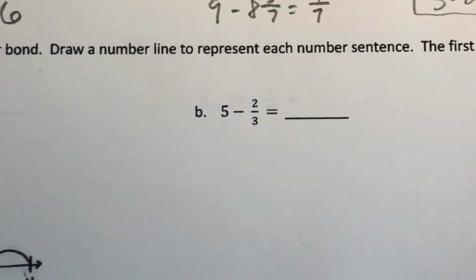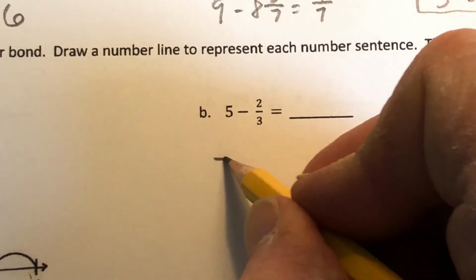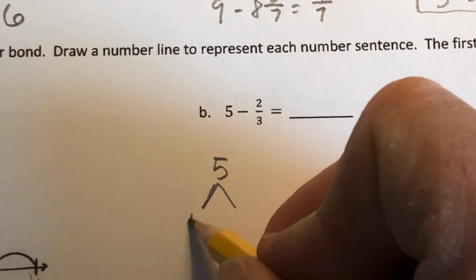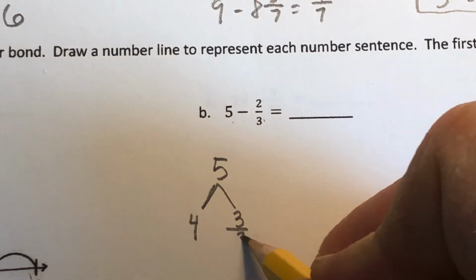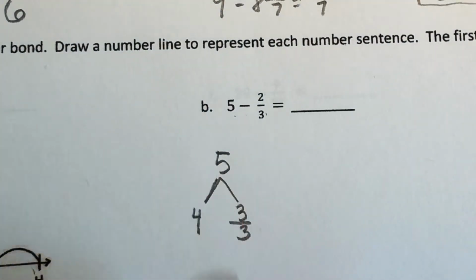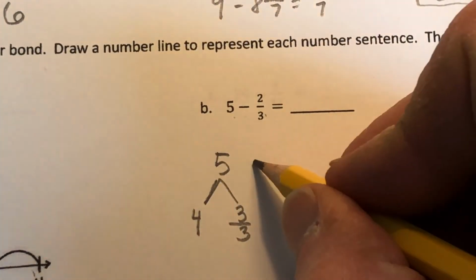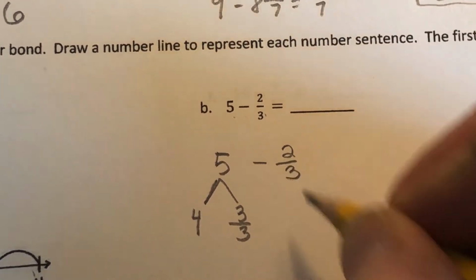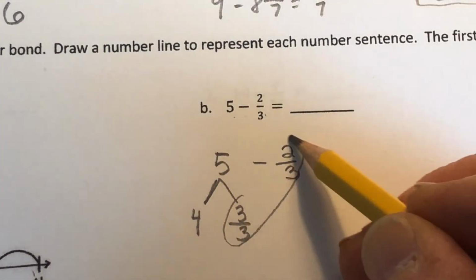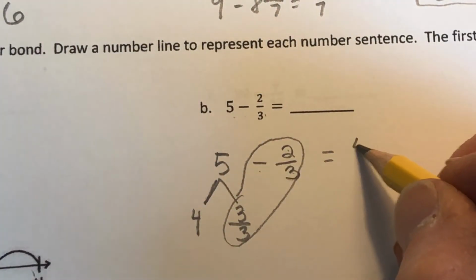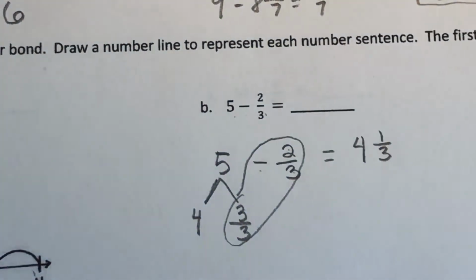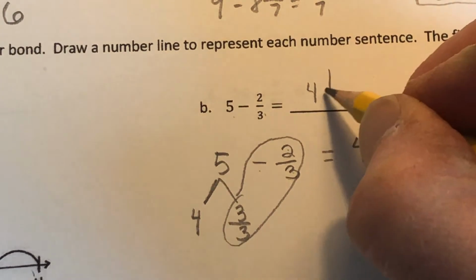Let me try to walk you through this one, okay? All right, so I'm gonna take my 5 and I'm gonna split that into 4 wholes, because I'm doing 5 - 2/3. And over here, I'm gonna make 3/3, okay? So basically what I did was take one of my wholes, and made 3/3 out of it. So I have 4 3/3, which is still equal to 5, okay? Now what I'm gonna do is subtract 2/3, okay? So I'm basically doing 3/3 - 2/3. And that is gonna equal 4 1/3. See how that works? So my answer up here is 4 1/3.